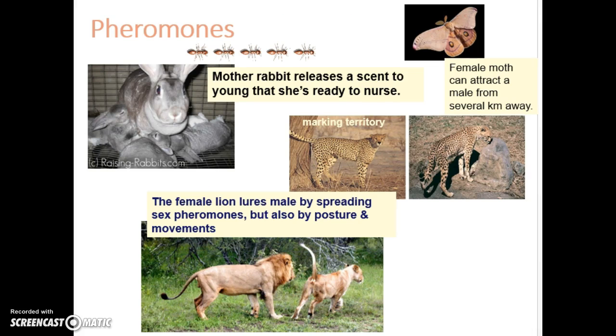Other ways that pheromones are used as chemical communication is a mother rabbit will release a scent to her young that she's able to nurse them. Or a female moth can attract a male from several kilometers away. Animals also use pheromones to mark their territory, or to, as you can see with the lions, attract a mate.